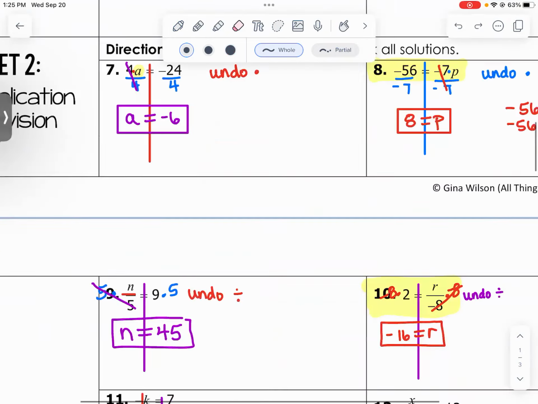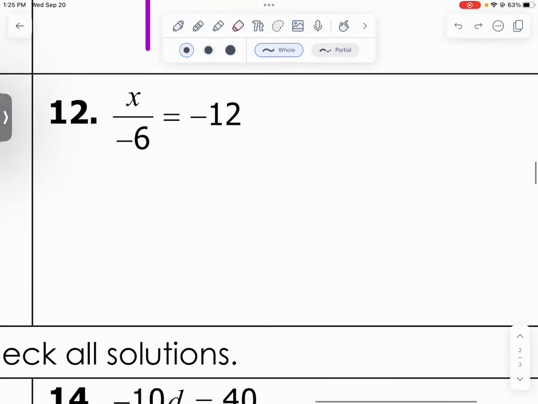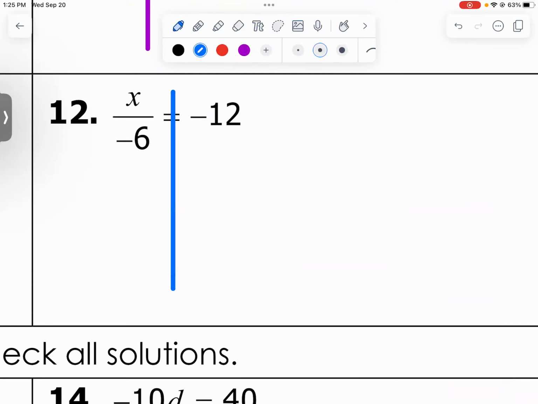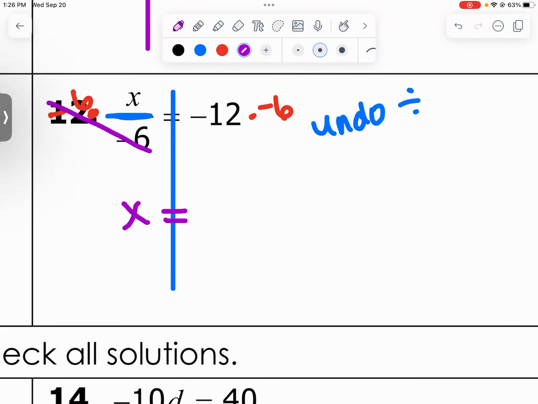Okay? All right. Let's look at number 12. What operation is this right here? Peyton, what operation is this right here? Okay, we need to undo this division. Remember, this little fraction bar means division by multiplying both sides by that number. So we end up getting -12 times -6.